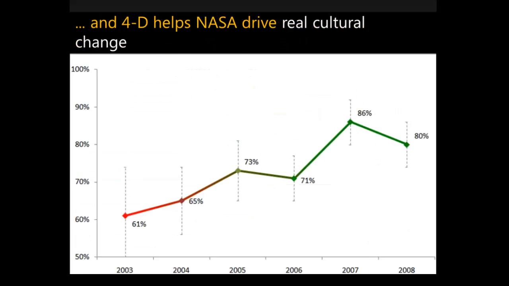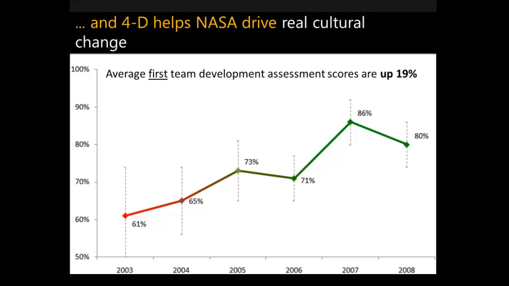But this is why NASA started using it. And an example from how it helped them as an organization is at Marshall Space Flight Center, that over a number of teams, a number of years using this, the scores you're looking at are the average improvement year on year of the very first time a new team did their assessment. And by 2008, they're at 80%. They're top quintile, brand new team, and they're already up there. But it wasn't the case in 2003.